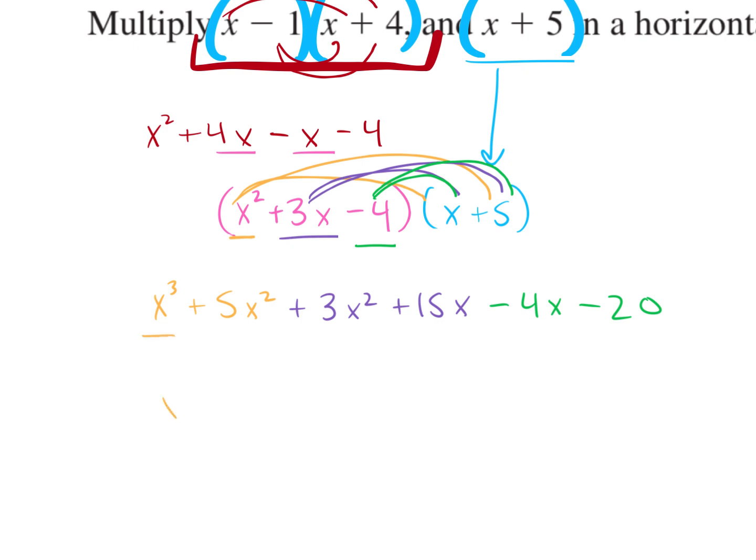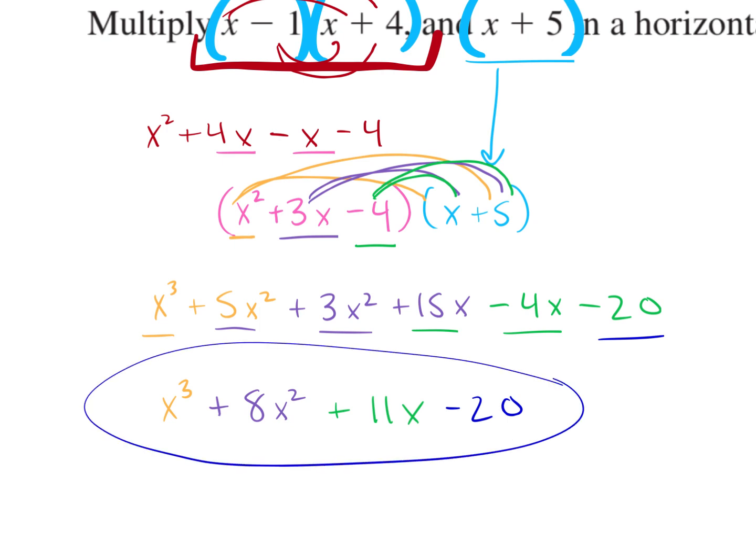What should I do next? Combine like terms. So I start with the x cubed. Then I have my x squared. So it's 5x squared plus 3x squared. 8x squared. The x's. So I have 15x minus 4x. 11x. And then minus 20. That would be my answer.